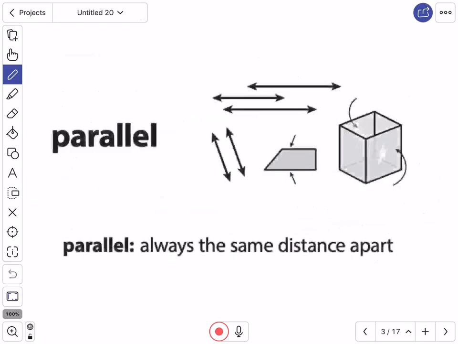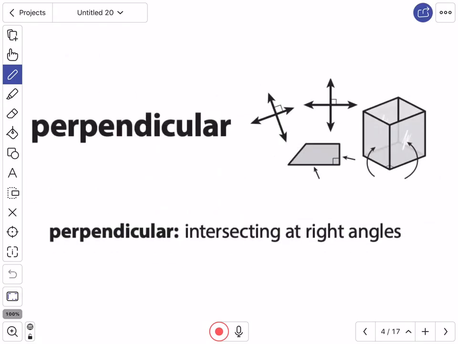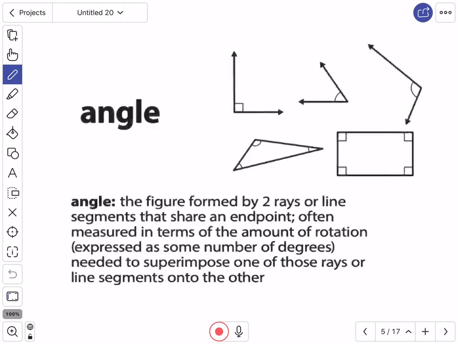Remember that parallel lines always are the same distance apart, and we can see parallel lines on the ceiling in our school. We can see parallel lines on windows. We can see parallel lines on ladders. We can see them in many places. They are always the same distance apart, and they are lines that are right next to each other, but they will never meet and they will never intersect. We also have what are called perpendicular lines, and those lines are going to intersect at right angles. So when you see a crisscross on a window, they meet at a perpendicular line.